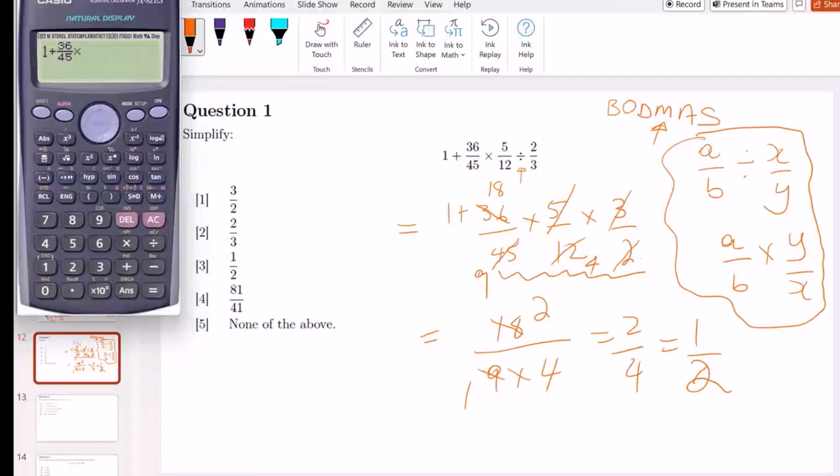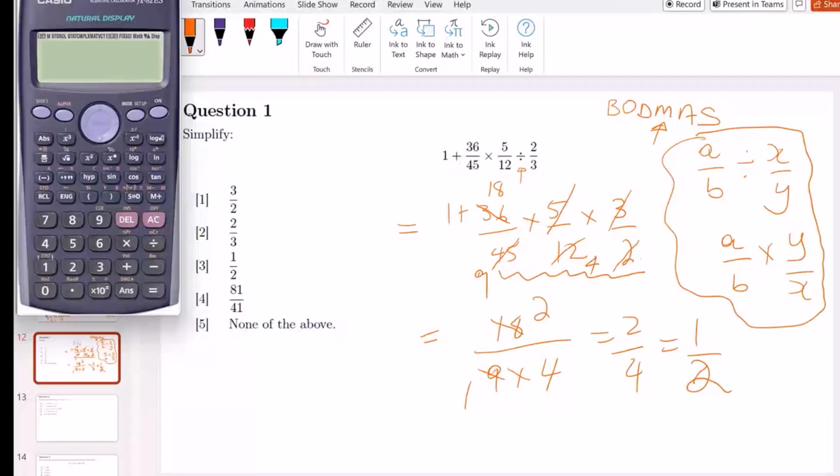My answer is 3 over 2. Where did I go wrong? Where I went wrong, I'm going to start afresh. Because now I do all the cancelling. The answer is 3 over 2 when you check there.